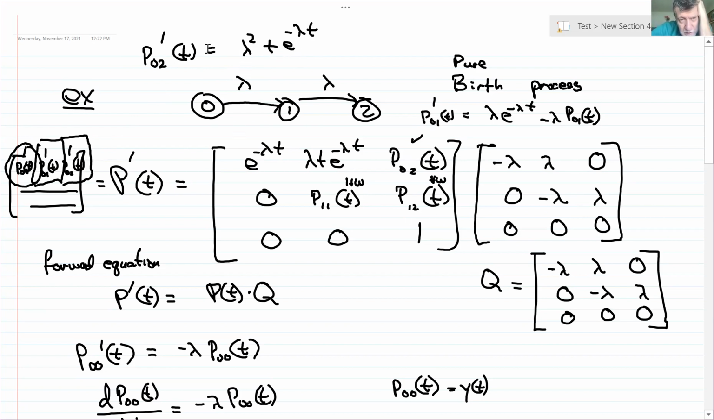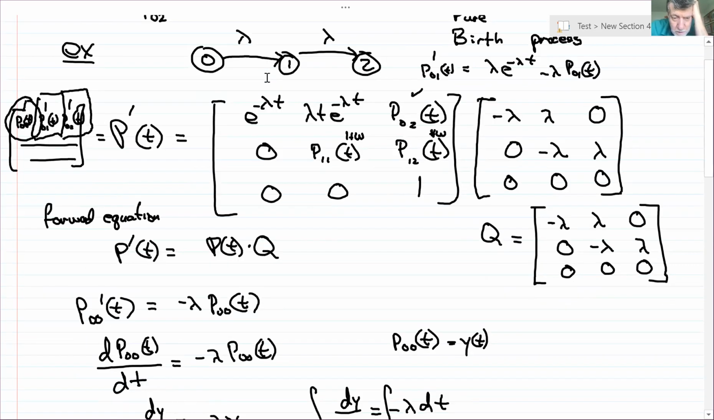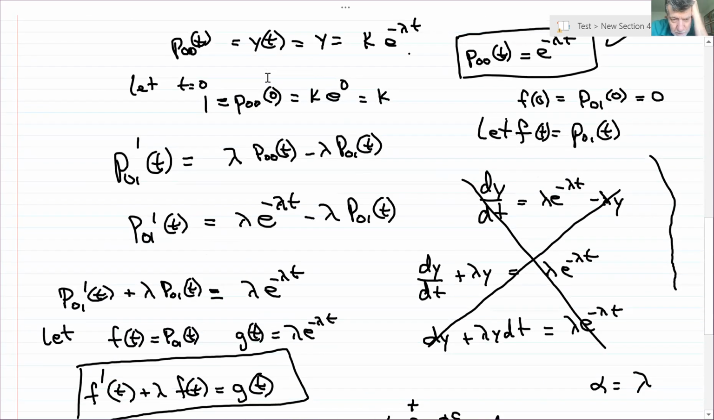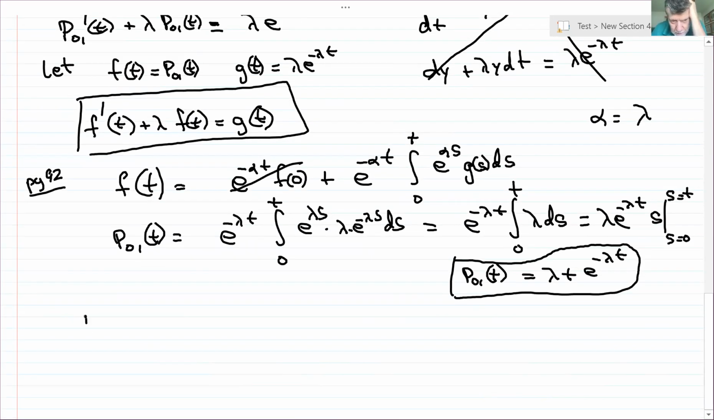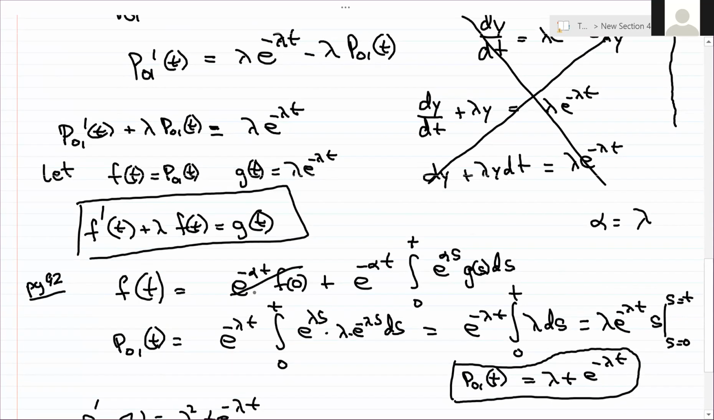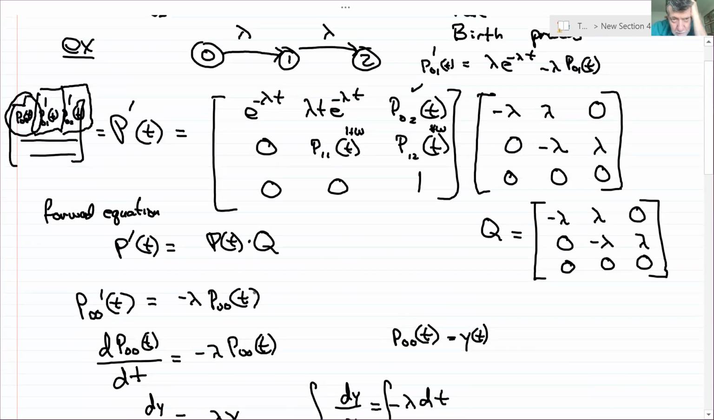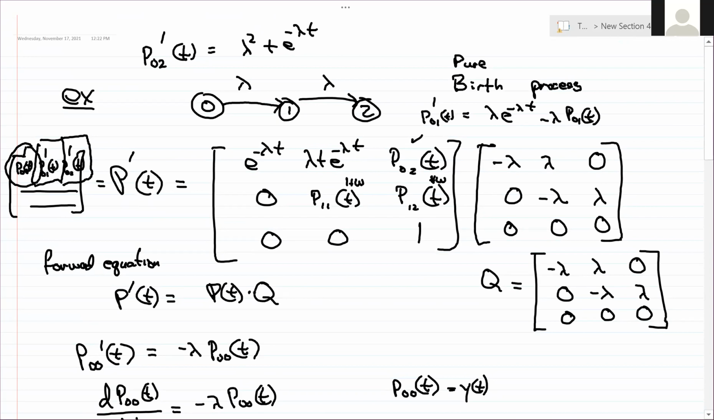Okay, so in this case, let me just move this down to where I have a little more room. So down here, P02 t prime was lambda squared t e to the minus lambda t. I better go back and make sure I copied that down right. Professor, shouldn't it be lambda squared plus lambda e to the negative? Let me see where you're at. So you're saying this is off a little bit.